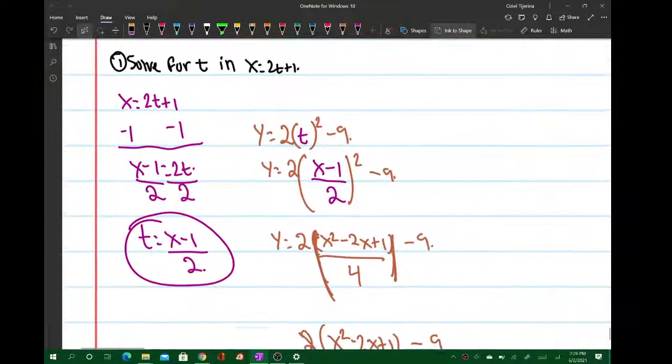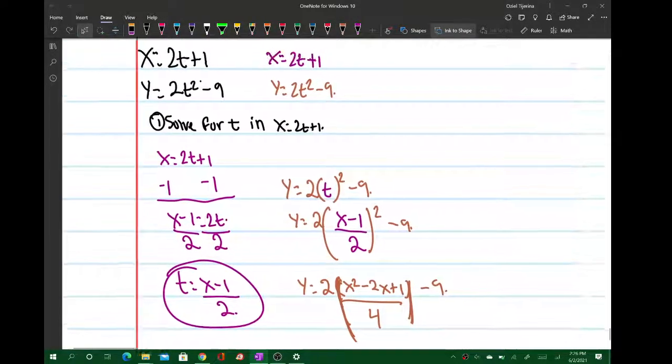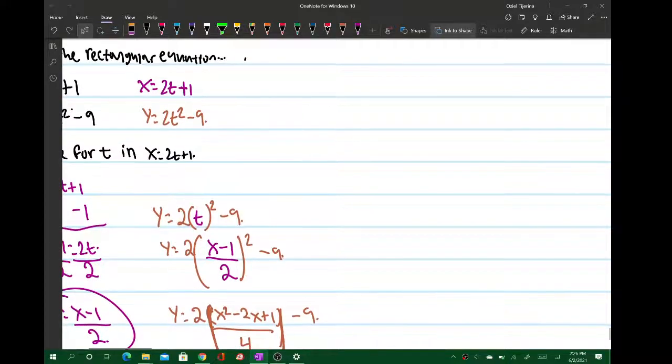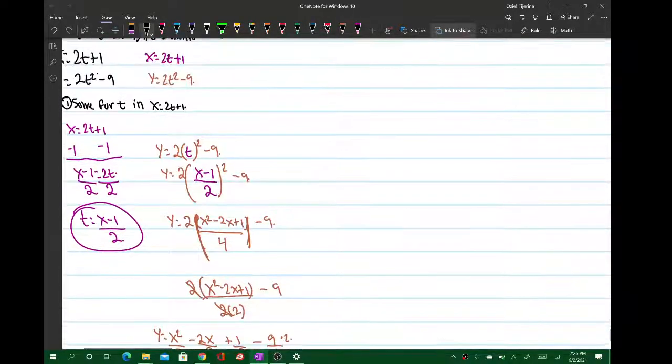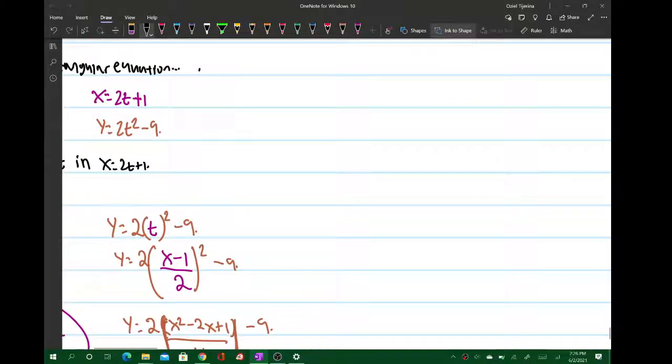So yeah, I hope that helps, guys. One of the things that I do want to mention very quickly is that, in order for you to turn this into a rectangular equation in terms of x and y, if I did it the other way, where I said 2t squared minus 9 equals y, right?